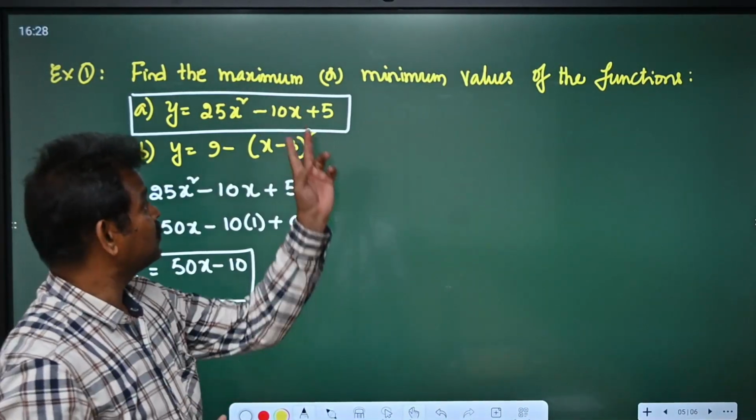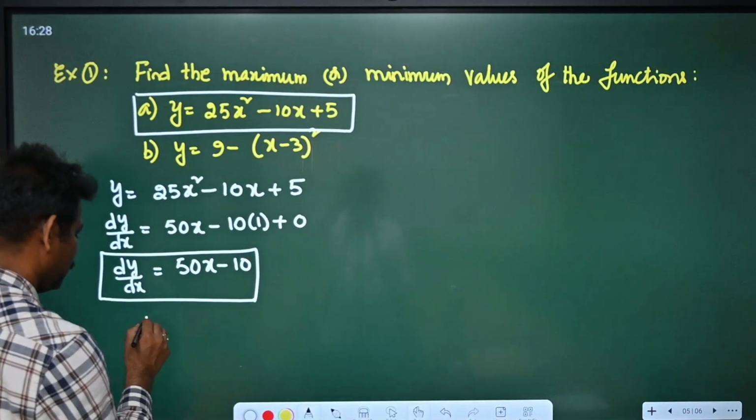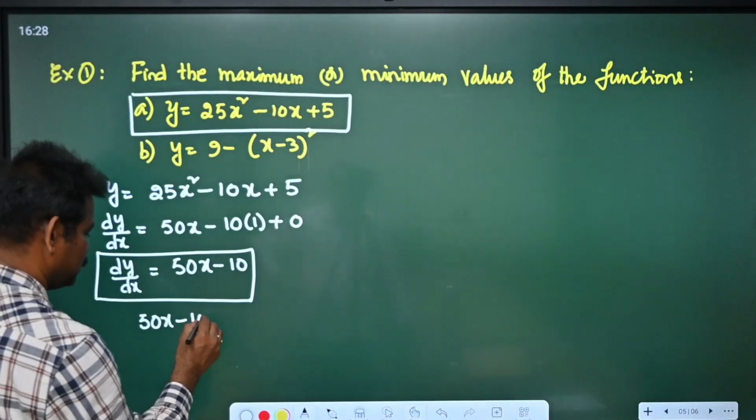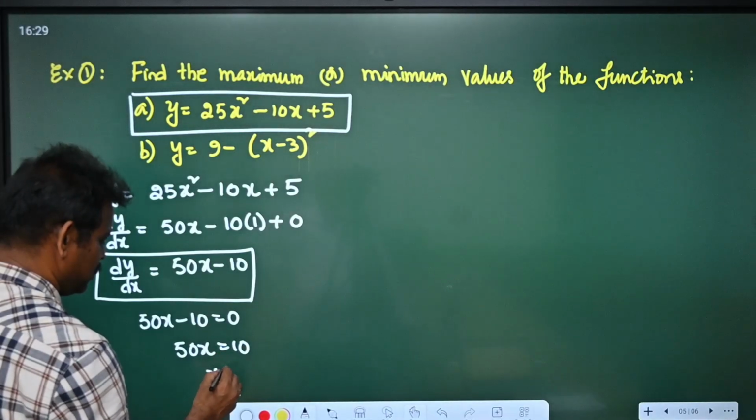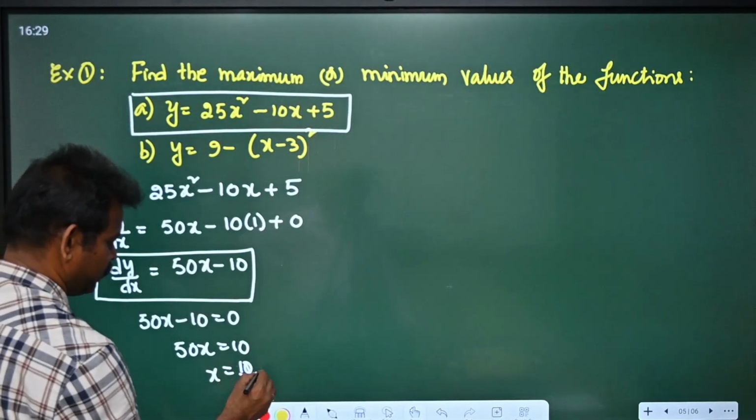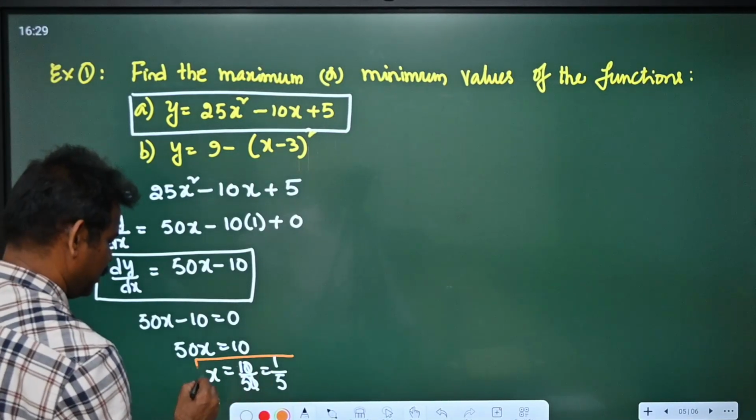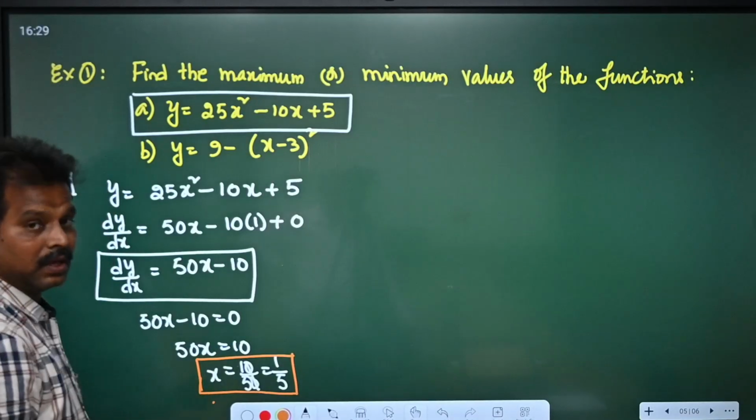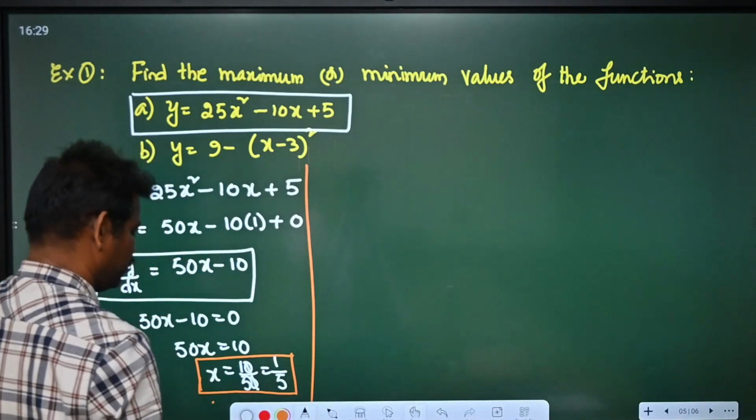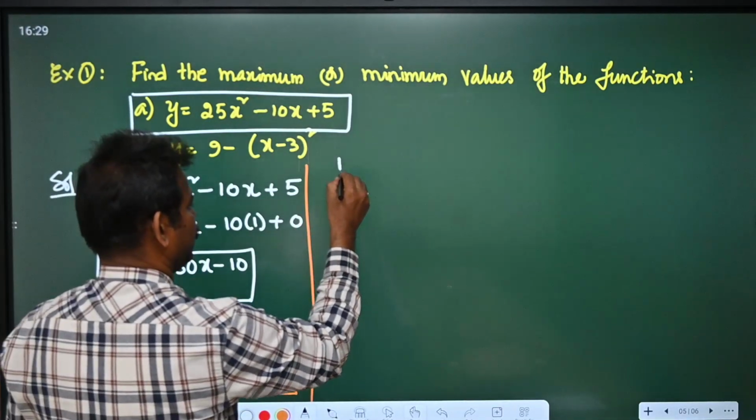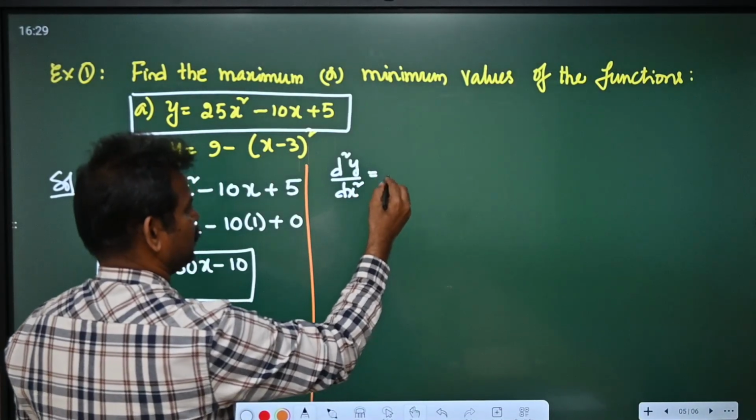We know that whether it is maxima or minima, dy by dx must be equal to 0. So by taking 50x minus 10 is equal to 0, 50x is equal to 10, x is equal to 10 by 50 or 1 by 5. So now when x is equal to 1 by 5, the given function is either maxima or minima. First, how to find out that condition for maxima or minima? For that, we need to find out second derivative of y, d square y by dx square.